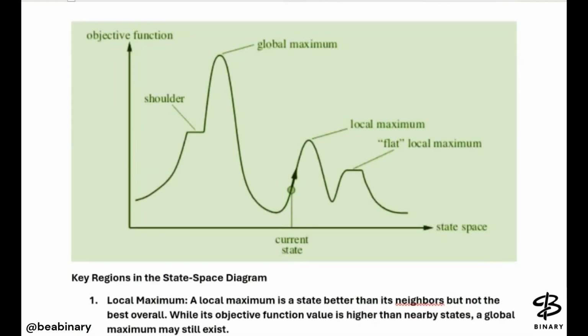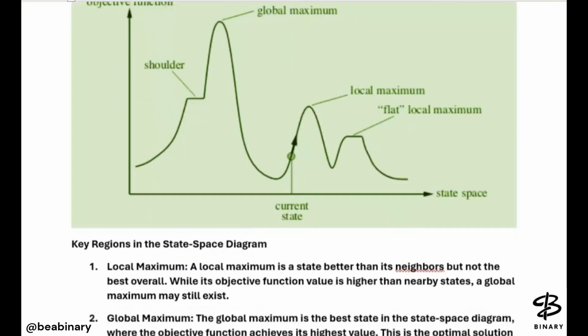हमने last lecture में भी ये diagram देखा था what is a global maximum, what is a local maximum, what is a shoulder, and what is a flat local maximum, what is representing the state space, what is representing the objective function, right? The state space is shown on the x-axis and the objective function is shown on the y-axis. And a key region in a state space diagram is the local maximum.